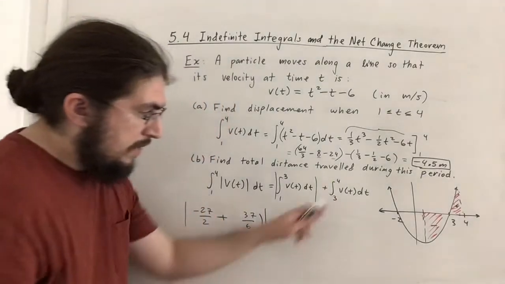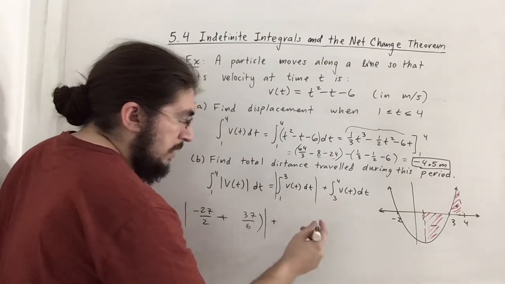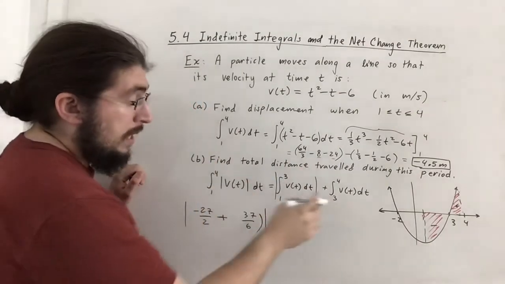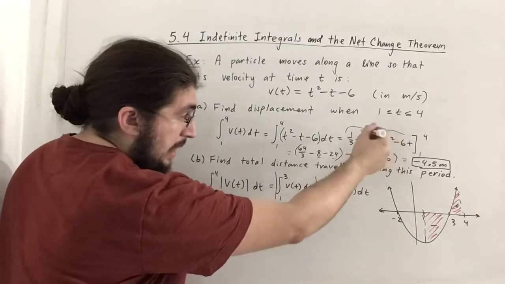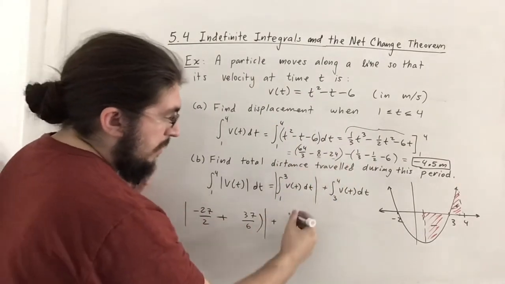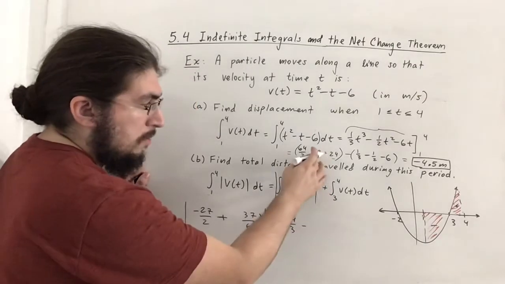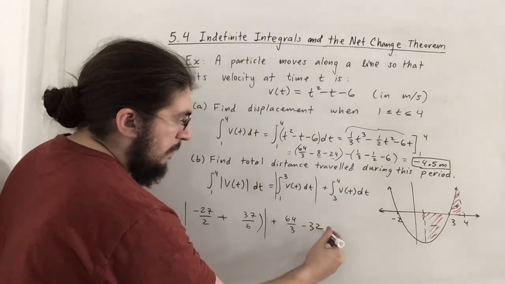So now for this second guy here, this will be a little easier to do because we don't need absolute values. We're going to take the antiderivative, and we get this guy here. We're going to plug in 4, which we did over here. So that's 64 over 3 minus, remember that these two combine to 32.